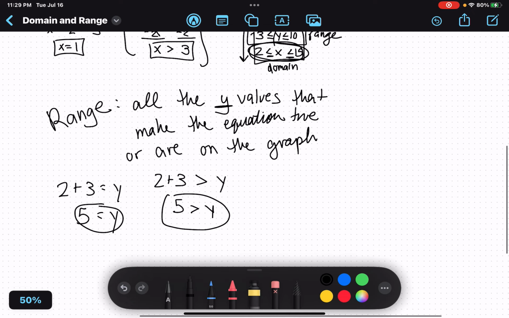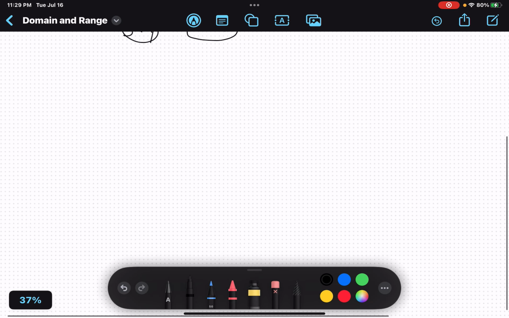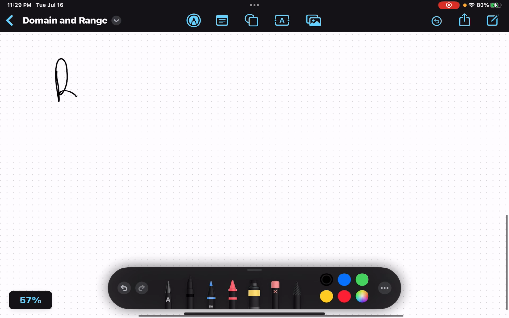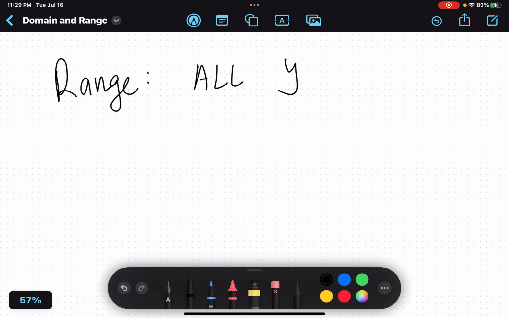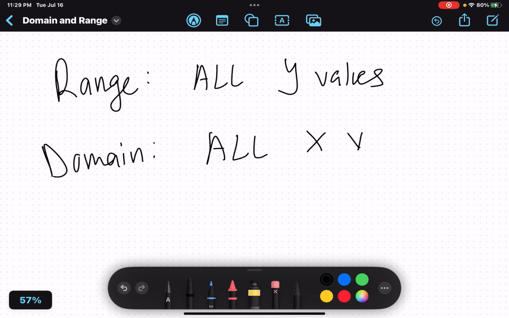So, to make it a little simpler: range, all y values. Domain, all x values. It's as easy as that.